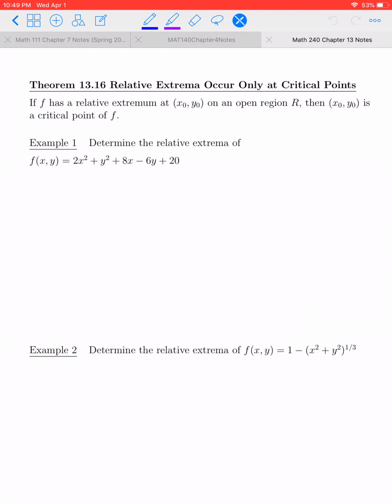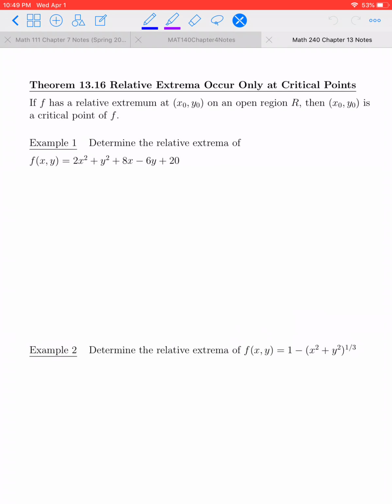Let's take a look at theorem 13.16. Relative extrema occur only at the critical points. If f has a relative maximum at x naught comma y naught on an open region R, meaning this is a point that's in the interior of R, then x naught comma y naught is a critical point of f.